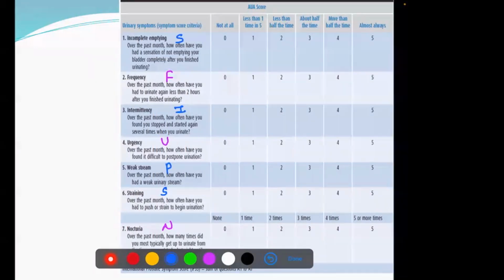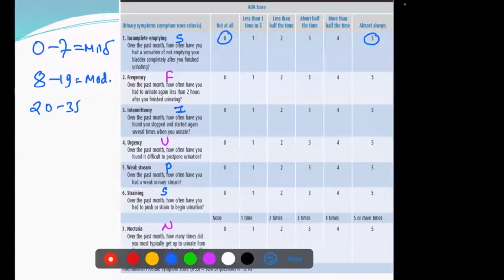Each symptom has a score from 0 to 5. Maximum score is 5, minimum score is 0. So there are 7 symptoms, so the maximum score is 35, minimum score is 0. So we give the scoring and then we evaluate. If the score is between 0 to 7, then we say it's a mild symptom. If it is 8 to 19, then we say moderate symptoms. If it is 20 to 35, then severe. So mild, moderate, severe. We classify that way.